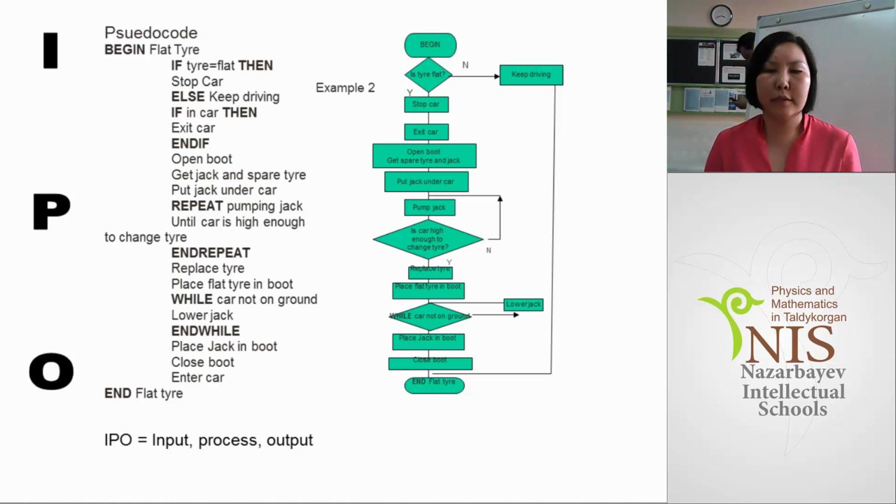And the process means that you have to open boot, get jack and spare tire, put jack on the car, repeat pumping jack, doing everything just to change your flat tire. You can see the same thing in the flowchart. These two parts, on the left and on the right, represent the same thing.